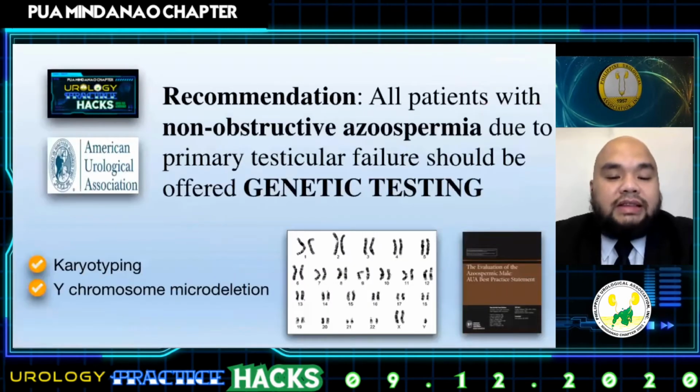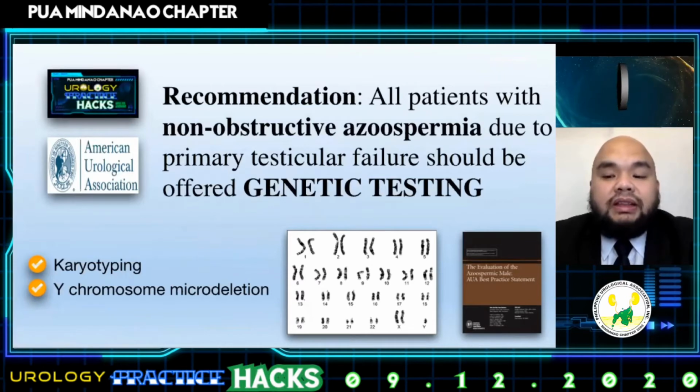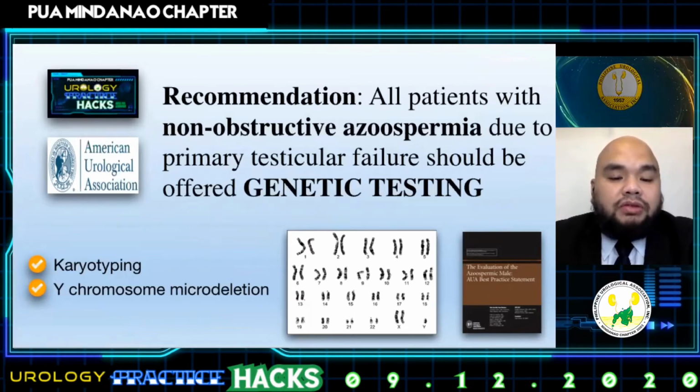Genetic testing is indicated in men with sperm concentration less than 5 million per ml and in men with non-obstructive azoospermia secondary to testicular failure. Ideally, karyotyping and Y chromosome microdeletion should be requested, but in most of the local setting, karyotyping is only available.